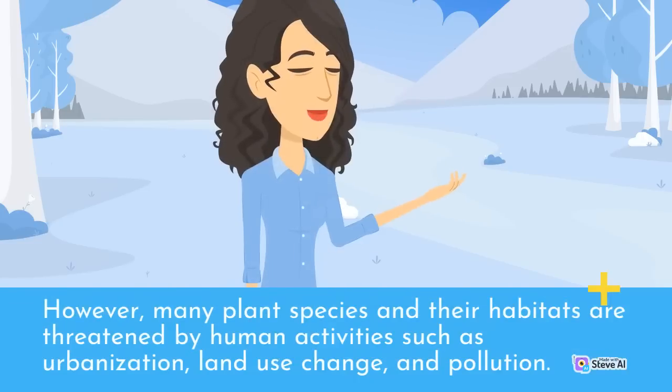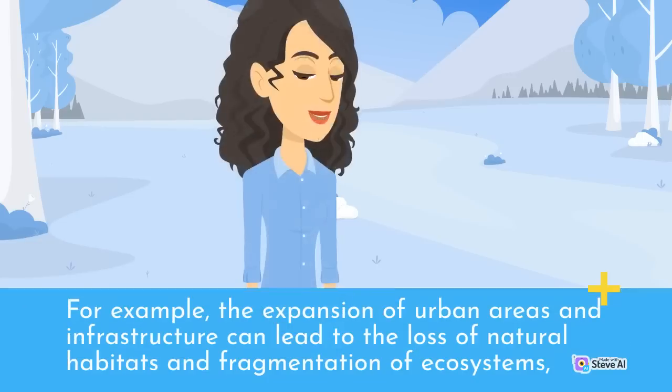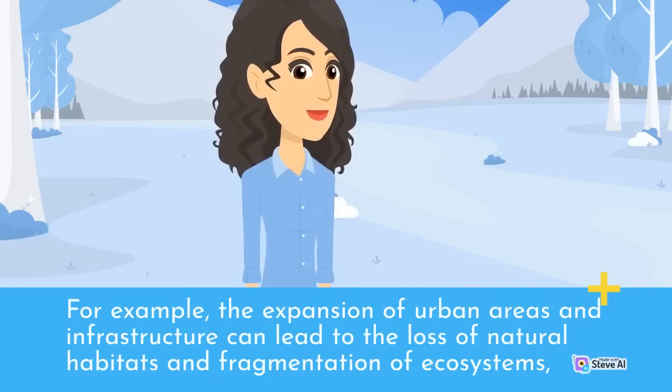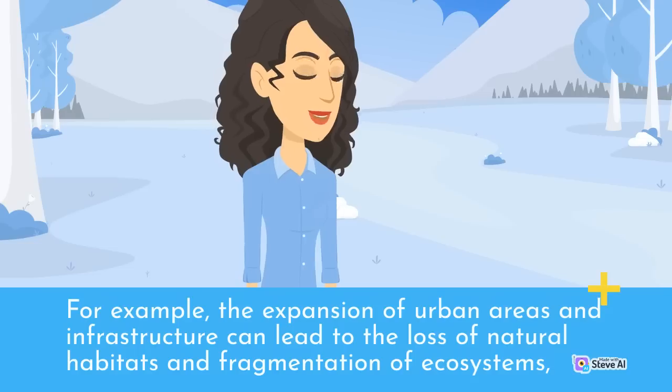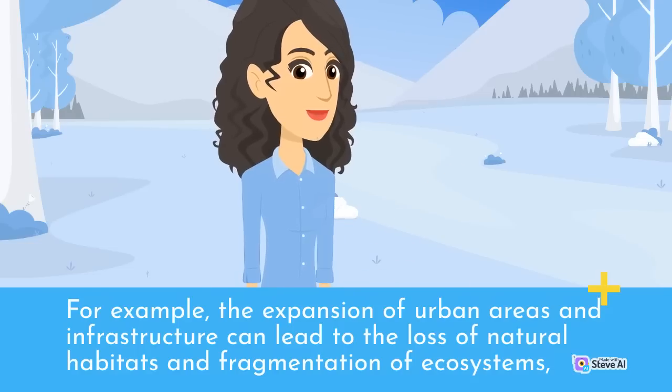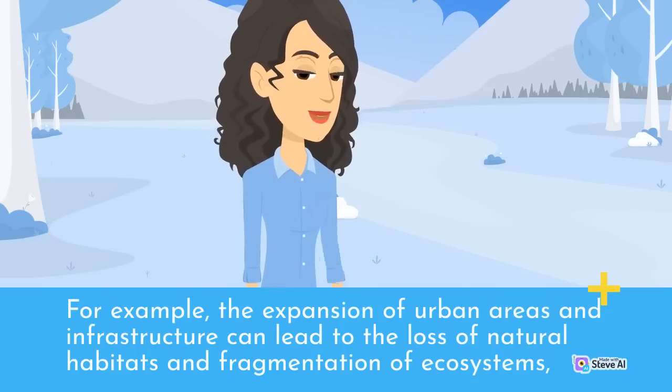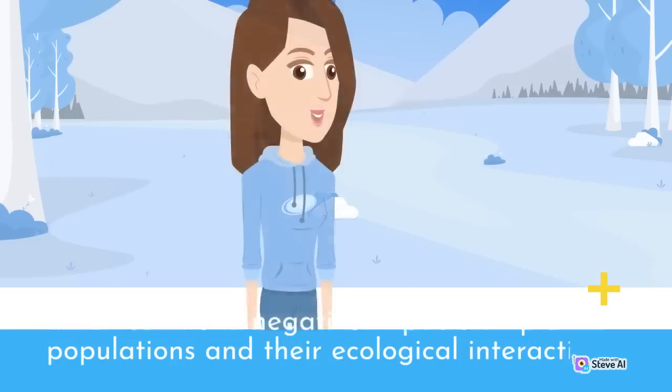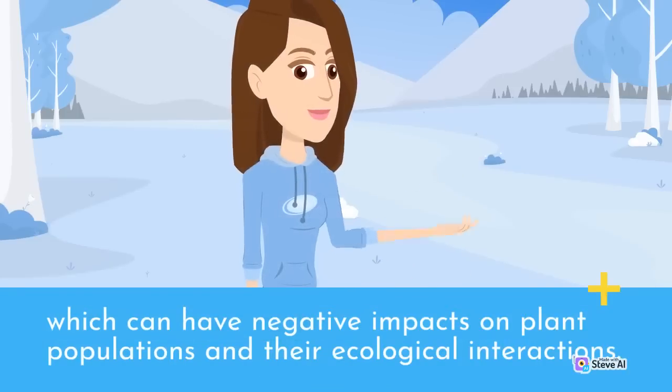However, many plant species and their habitats are threatened by human activities such as urbanization, land use change, and pollution. For example, the expansion of urban areas and infrastructure can lead to the loss of natural habitats and fragmentation of ecosystems, which can have negative impacts on plant populations and their ecological interactions.